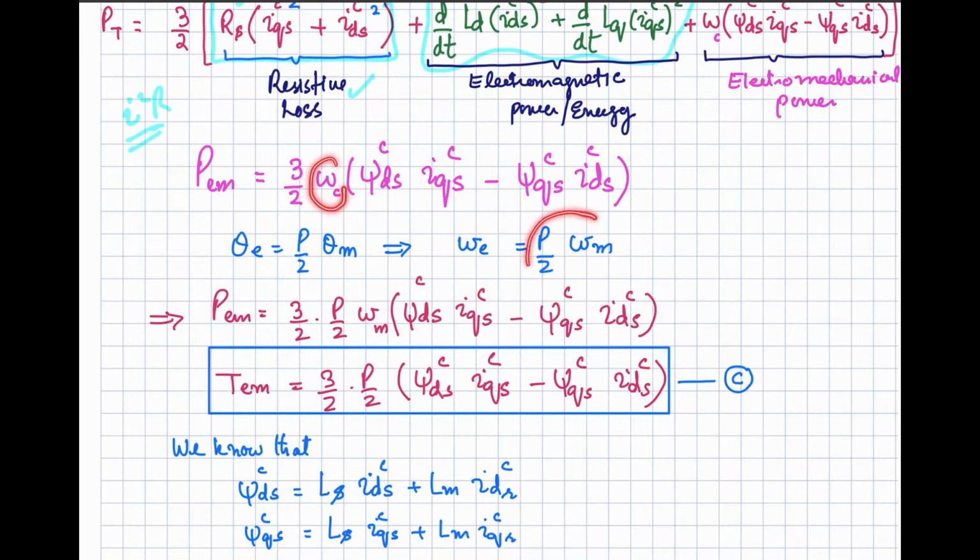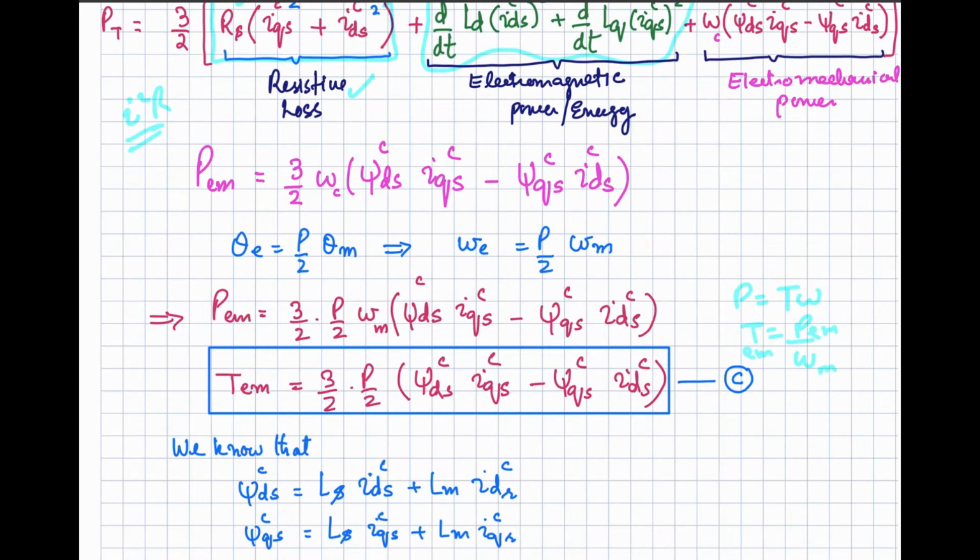So this can be written as P by 2 into omega m in terms of number of poles, because omega m is the mechanical speed of your machine. So how it is translated in terms of the omega c, that is related by this. So we get the expression for the electromagnetic power, and we know that P is equal to T omega. So T is equal to P by omega. And if we are talking about electromagnetic torque, so P electromagnetic divided by omega m.